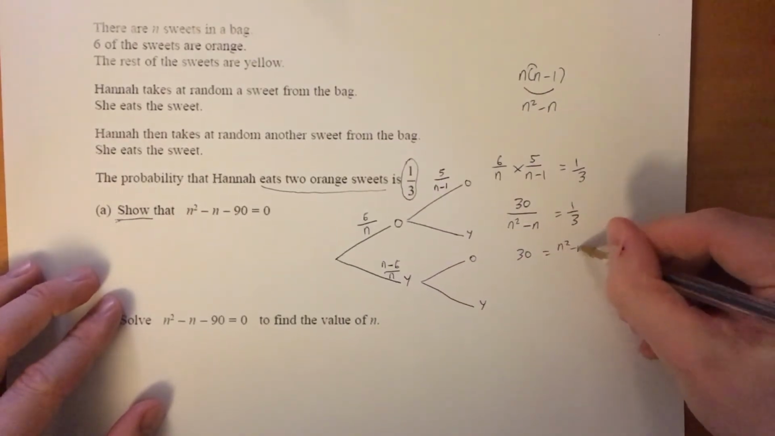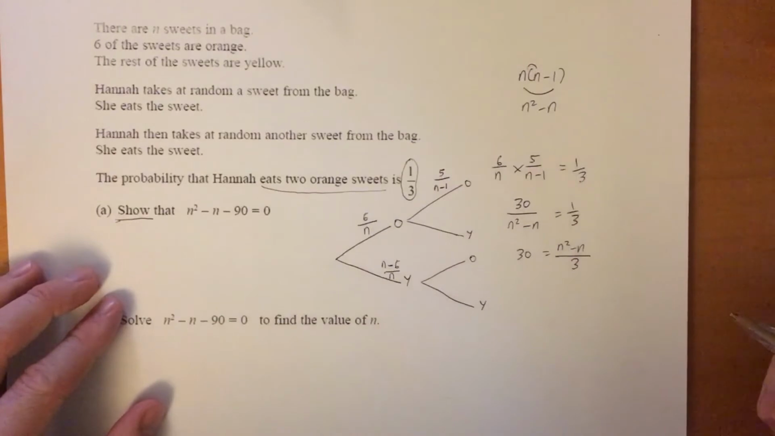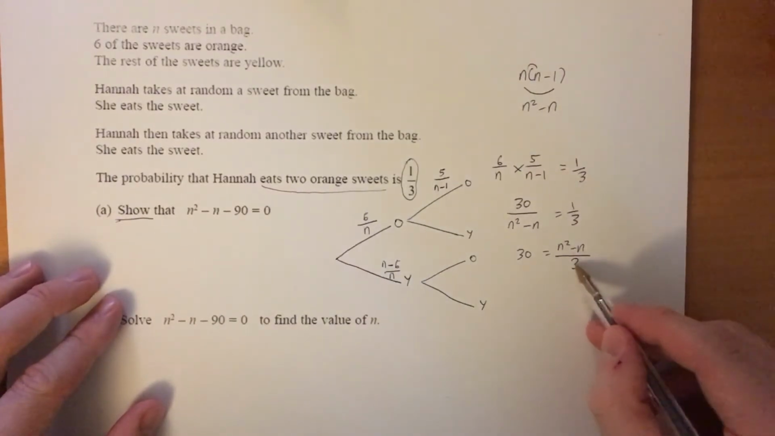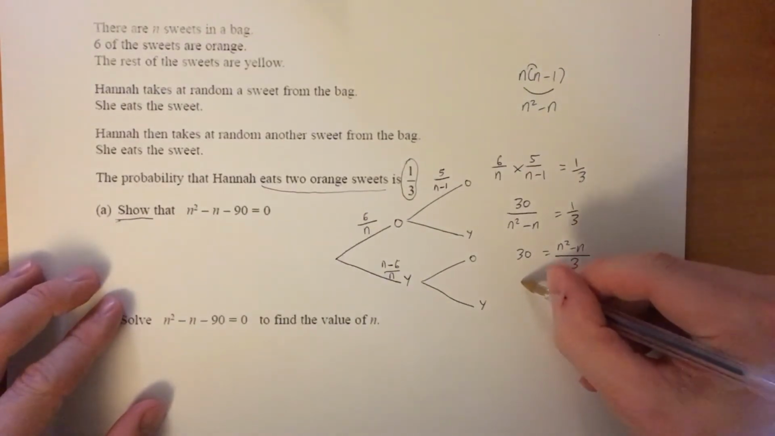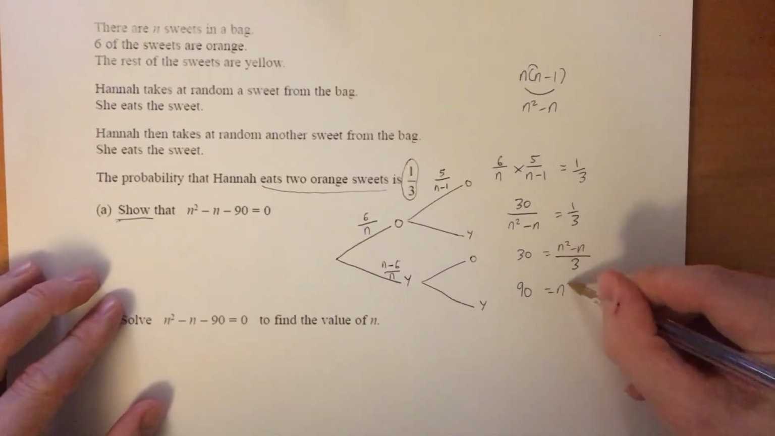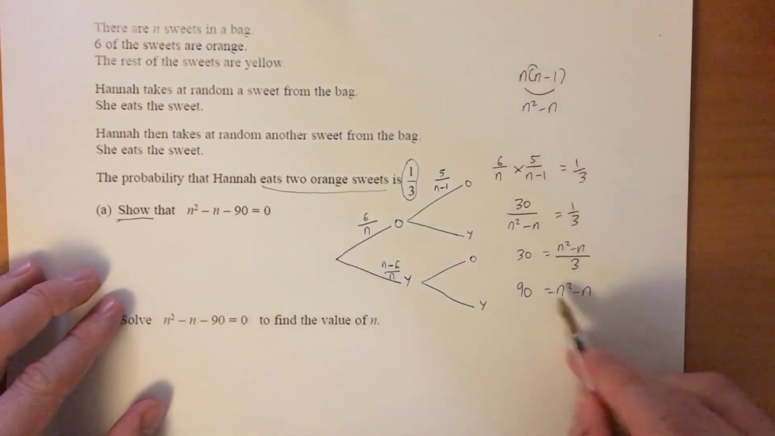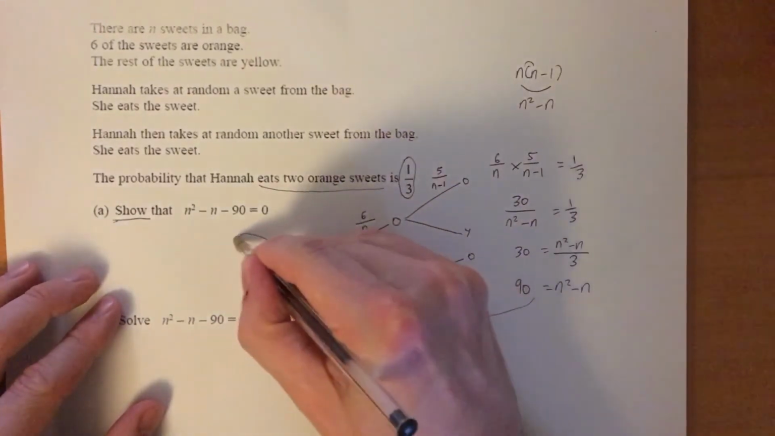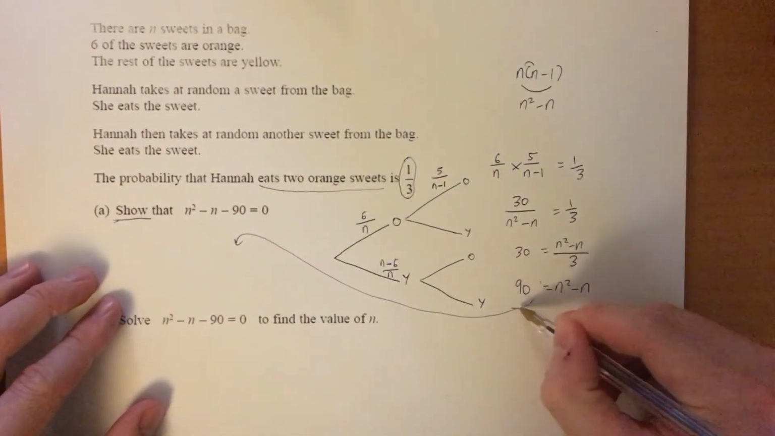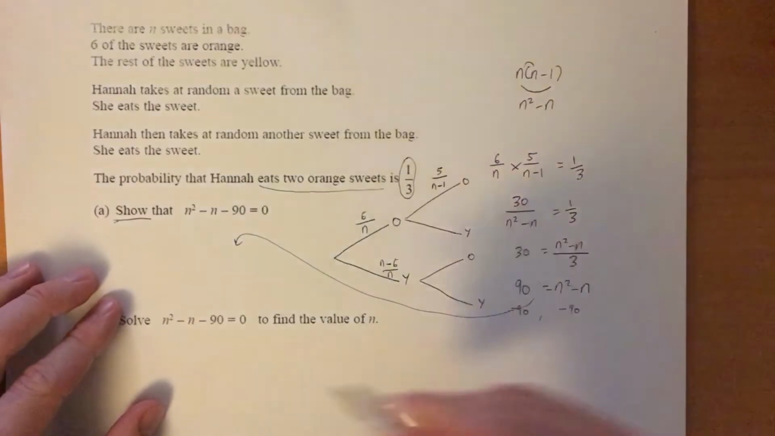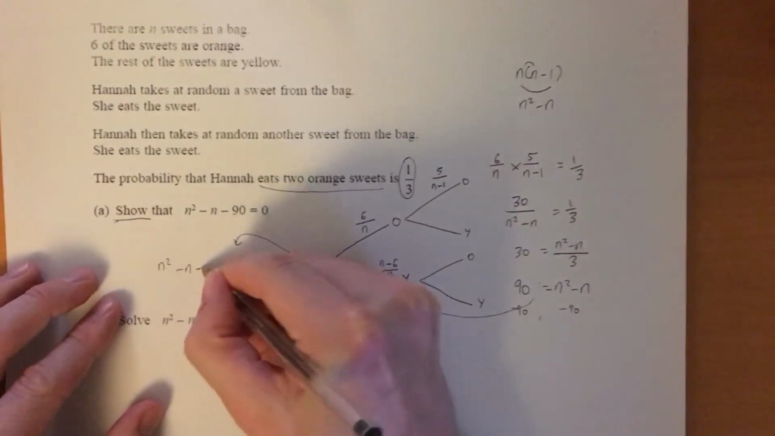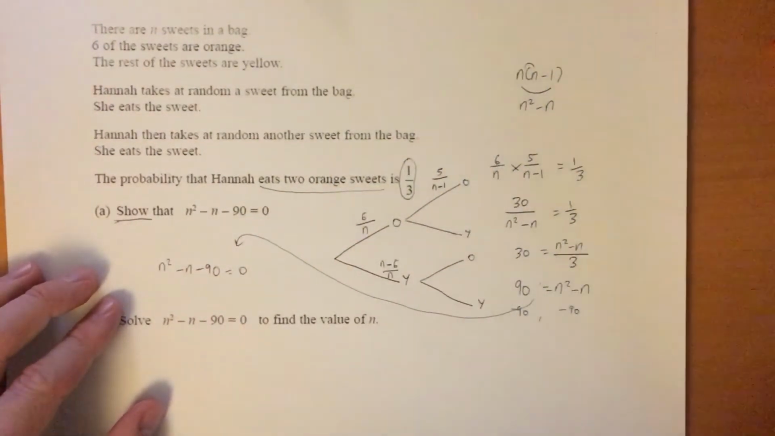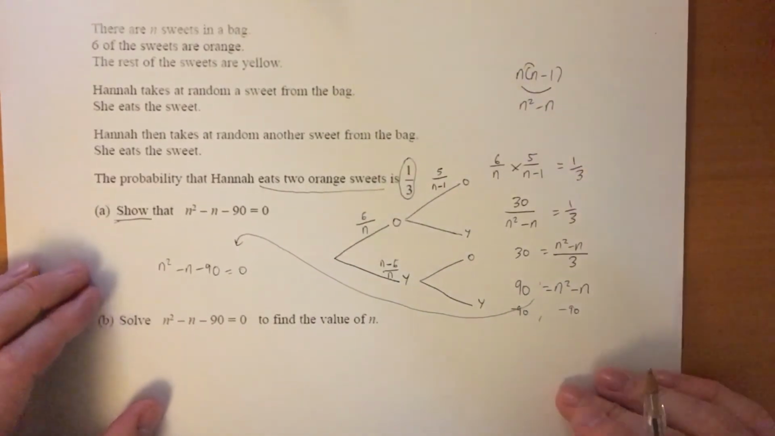We'll just keep it as n squared minus n over 3. And then I want to obviously multiply the 3 over to 30. So that becomes 90 equals n squared minus n. I then rearrange it a little bit, and that will nicely get me the answer I'm after by minusing 90 on both sides. So therefore n squared minus n minus 90 equals 0. Final answer. Okay, so that's part A. Hopefully that should be fine for us.